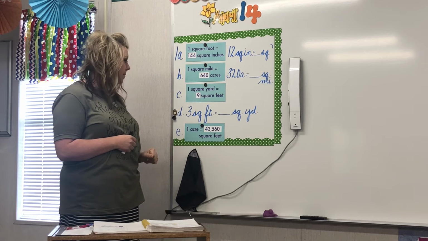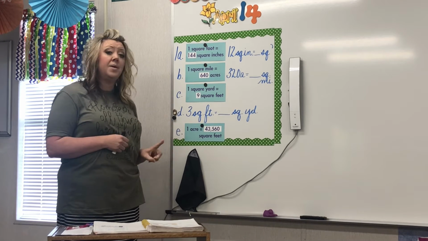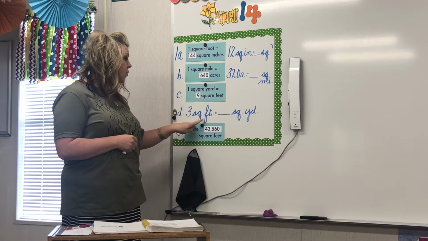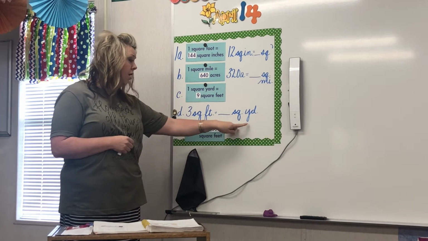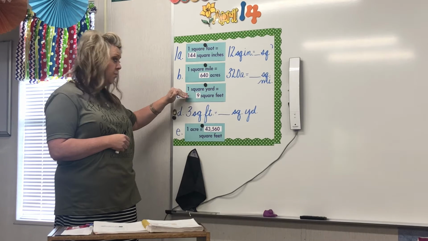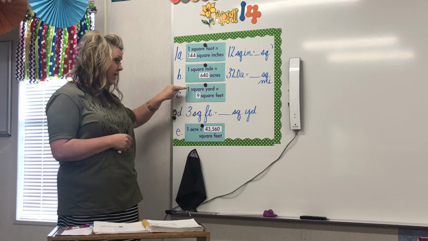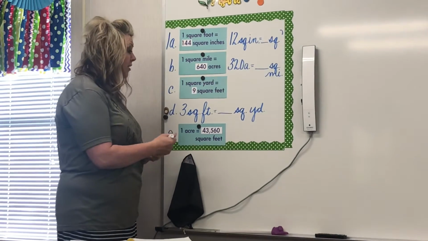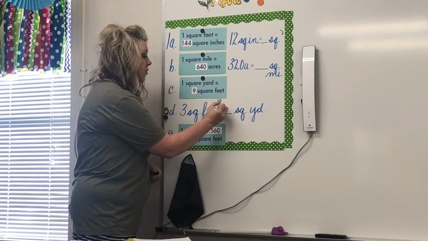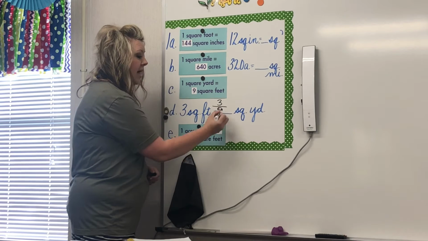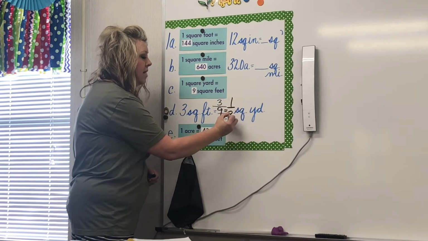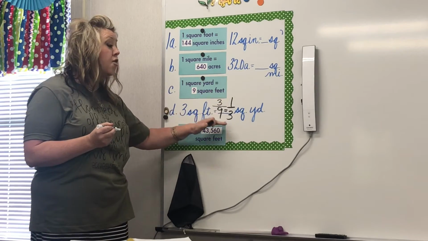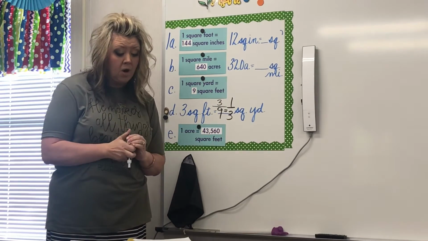That's a little tip. Now letter D is going to be a bit of a different answer because it will be in fraction form. It says 3 square feet equals how many square yards? Well, if you look back up to the previous problem, there are 9 square feet in a square yard. This is fewer than 9. So you know it has to be a fraction answer. So you would say we're using 3 of the 9, and that reduces to 1/3. So for letter D, 3 square feet equals 1/3 of a square yard.